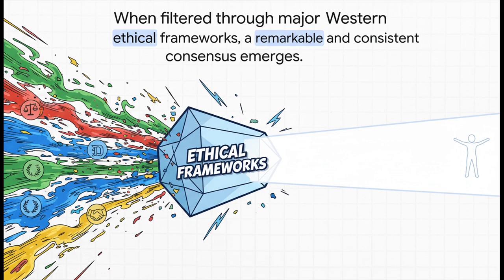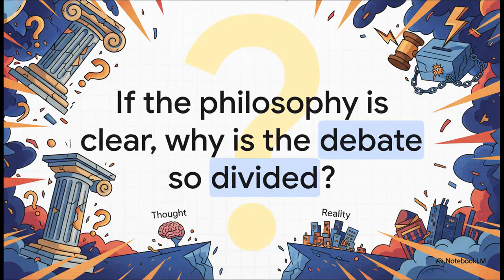So the really crucial point to take away from all this is that when you filter this incredibly messy, emotional debate through the logic of these major ethical frameworks, what comes out isn't more confusion. Instead, the source material argues that what you find is a surprising and powerful philosophical clarity, all pointing in the same direction. And that leaves us with one last big question.